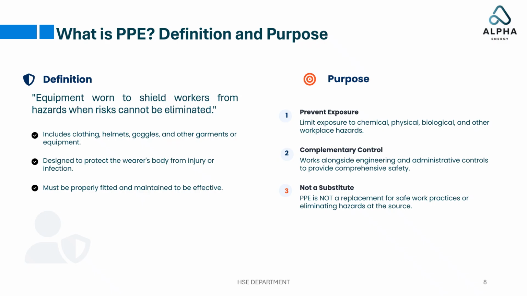Its primary purpose is to prevent exposure by limiting contact with chemical, physical, biological, and other workplace hazards, serving as a complementary control that works alongside engineering and administrative measures. Crucially, PPE is not a substitute for safe work practices or eliminating hazards at the source, but rather a final layer of defense for comprehensive safety.